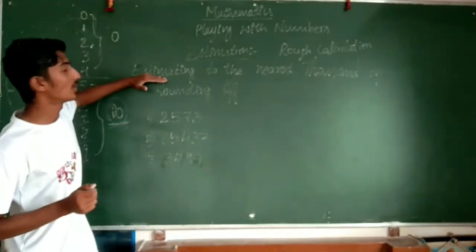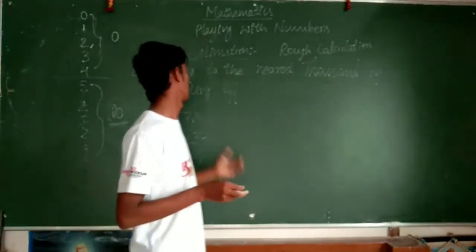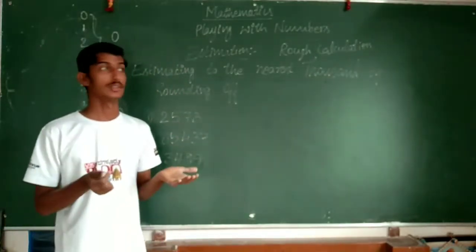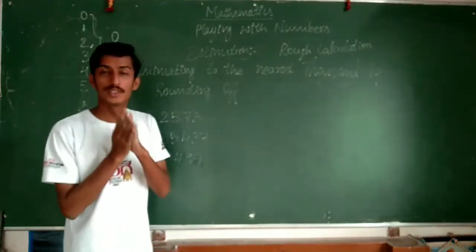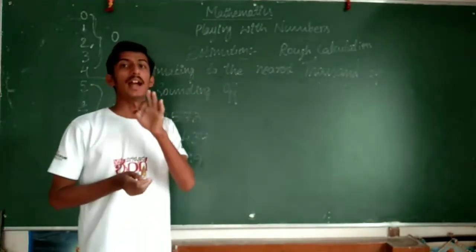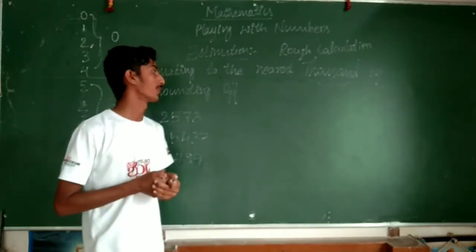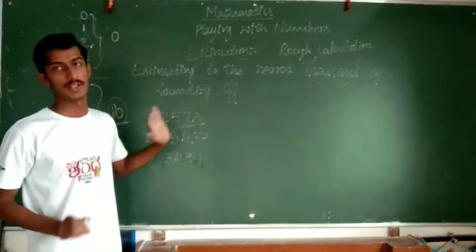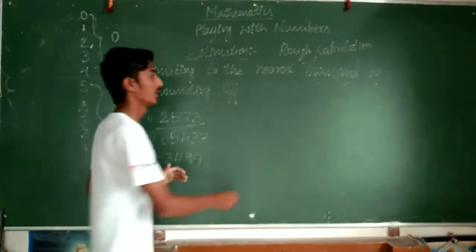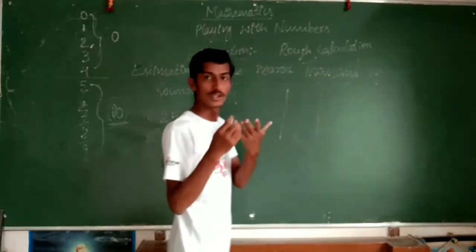We learned the estimation to the nearest 100 by the rounding off of numbers. Hence, we have to learn estimating to the nearest thousands by the rounding off of any numbers. Here, thousands means we have to put 0 in unit place, 100 place and 10 place also. For example, 2573 is there. The first step is we have to make a place value chart.